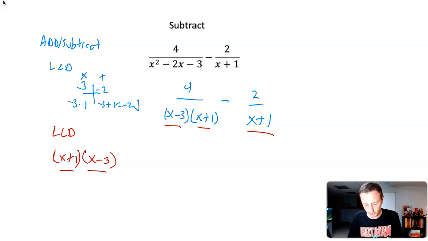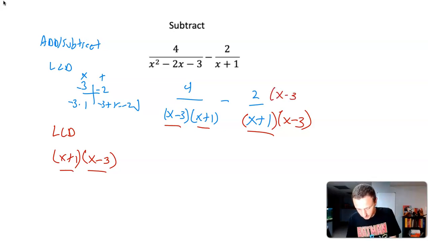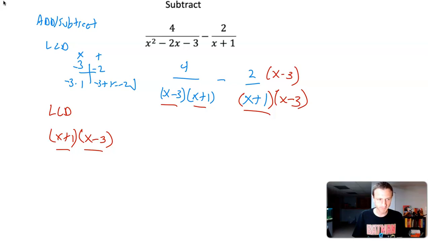On the second fraction, this is x plus 1. I need to multiply this by x minus 3, because now they're the same. Look, x minus 3, x plus 1; x plus 1, x minus 3. Same thing. Whatever I do to the bottom of a fraction, I have to do to the top. So we're going to multiply the top by x minus 3.